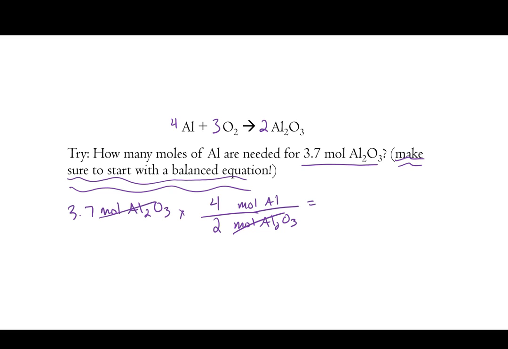4 moles aluminum to 2 moles aluminum oxide. So this is going to be 7.4 moles of aluminum. It takes 7.4 moles of aluminum to make 3.7 moles aluminum oxide. This was 2 sig figs that I was given, so I round my answer to 2 sig figs. And that is it.